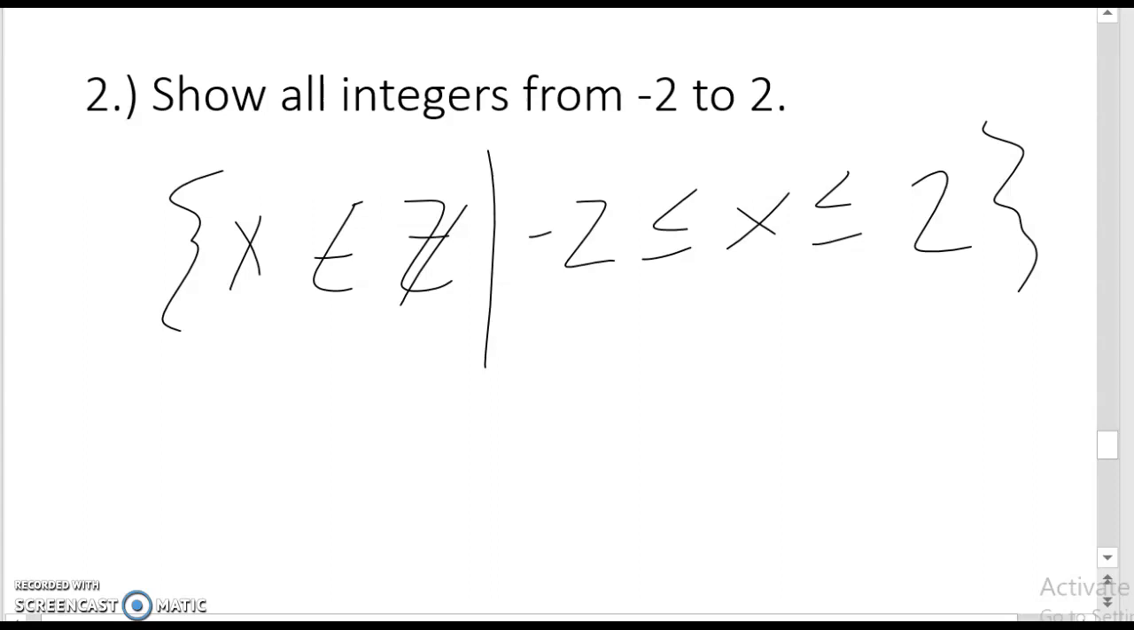We want to include those endpoints of -2 to 2. So it's important that we have those equal signs there. But notice we had to note that we are only dealing with integers. So that's an important piece here.